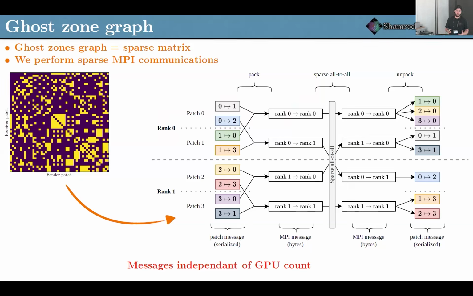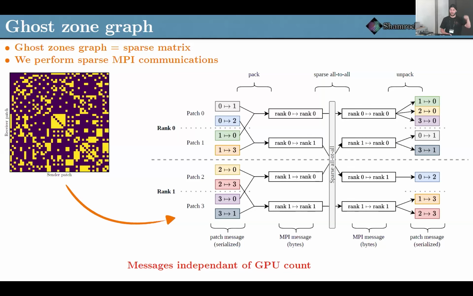Of course, this thing is quite sparse. Not every patch has to send data to every other patch. This is an example of a communication matrix that we have in the code. So the first step for us will be to pack messages together into messages that are between a pair of ranks. So every patch will send a message to another patch.